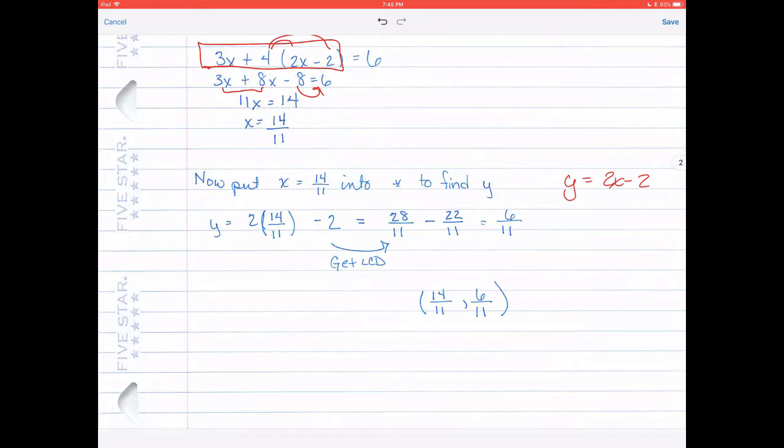Then I multiply the 14 times the 2, because remember this is 2 over 1. And then from here to here, I'm getting an LCD of 11, right? Because this is 2 times 11 over 11 to get that least common denominator, which gives me 22 over 11. Then when I subtract, I get 6 over 11. And remember, this is the ordered pair x comma y. That's my solution.